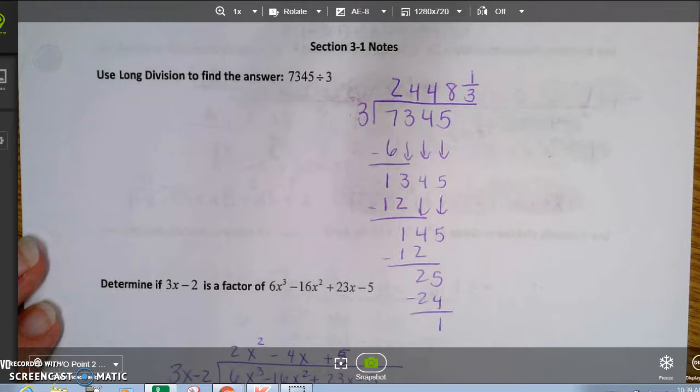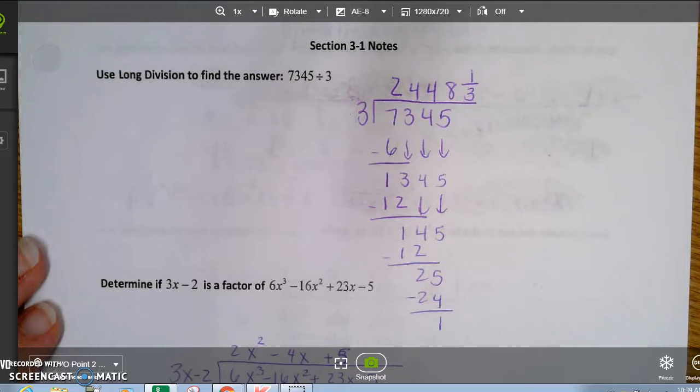All right, we're going to be looking at notes for section 3.1. In section 3.1, we're going to be talking about long division to start with, but then we're going to be talking about how to divide using a process called synthetic division. And this is going to be fundamental in everything that we're going to be doing in chapter 3, so it's going to be important that you get this concept down.